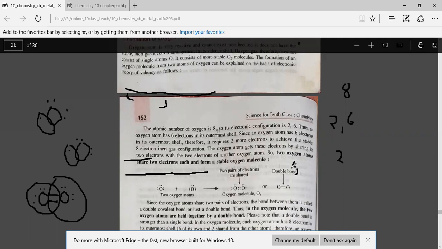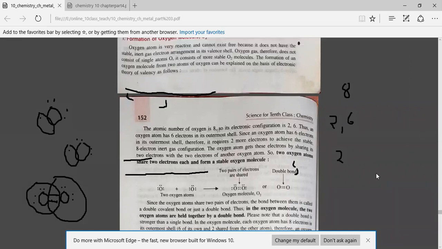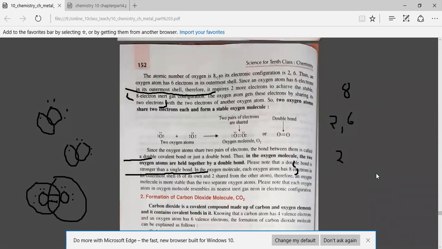And one bond has two electrons. So we have four electrons, and the four electrons are shared between the two atoms. So we have two bonds, and we call it a double bond. One bond consists of two electrons, and since we have four shared electrons, we call it a double bond. The next case is the formation of the carbon dioxide molecule.